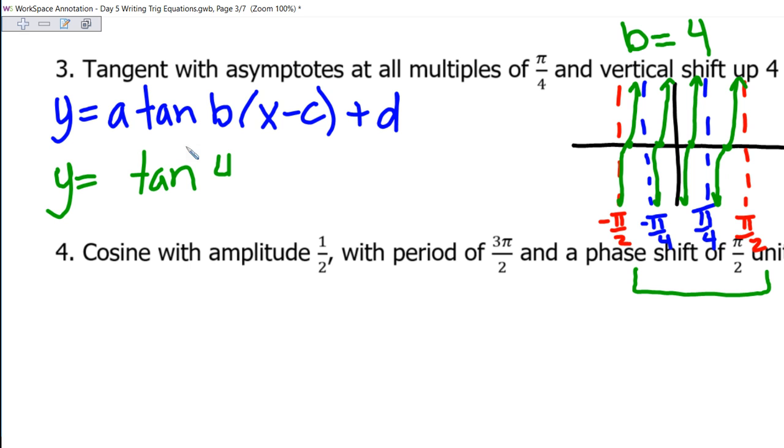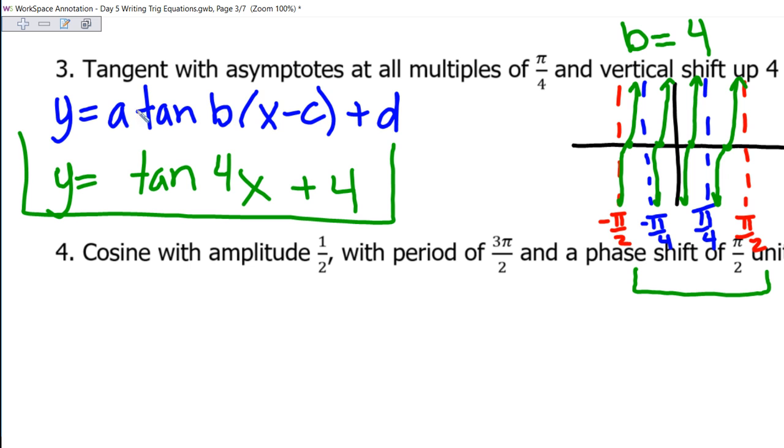Now for x minus c, do we have a phase shift? No. So really it would be just 4x. And then to show a vertical shift up 4 units, we have to have a plus 4. So y equals the tangent of 4x plus 4.